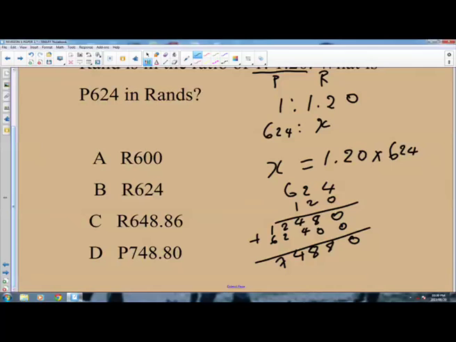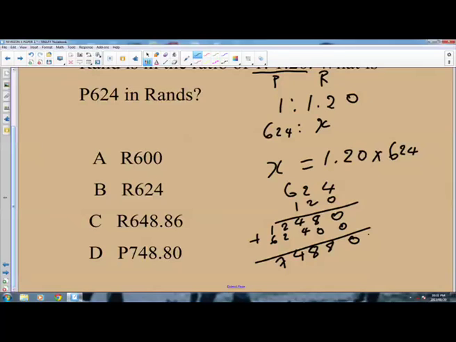And then remember, when we are multiplying with a decimal number 1.20, there should be 2 decimal places after the point. So the point is here. This will be 1, 2. So this is simply saying the answer is 748.80 because this is money. 748 rands 80 cents. So not pula. This is supposed to be the rands.